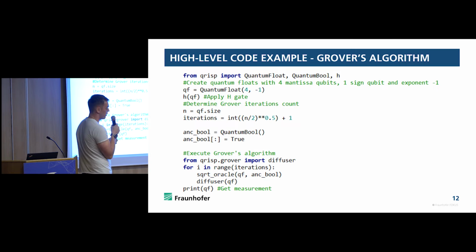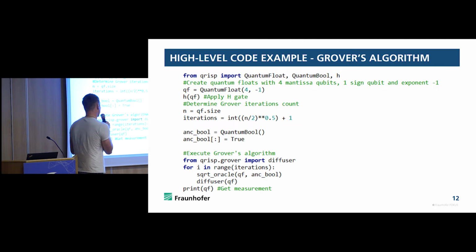I guess most of you are going to be familiar with how Grover's algorithm works, so I'm not going to go into the details of this formula. The next thing we're going to do is create a quantum bool, and we do this to perform the phase flip, which is required in the oracle. And we set this quantum bool to true using this slicing operation.